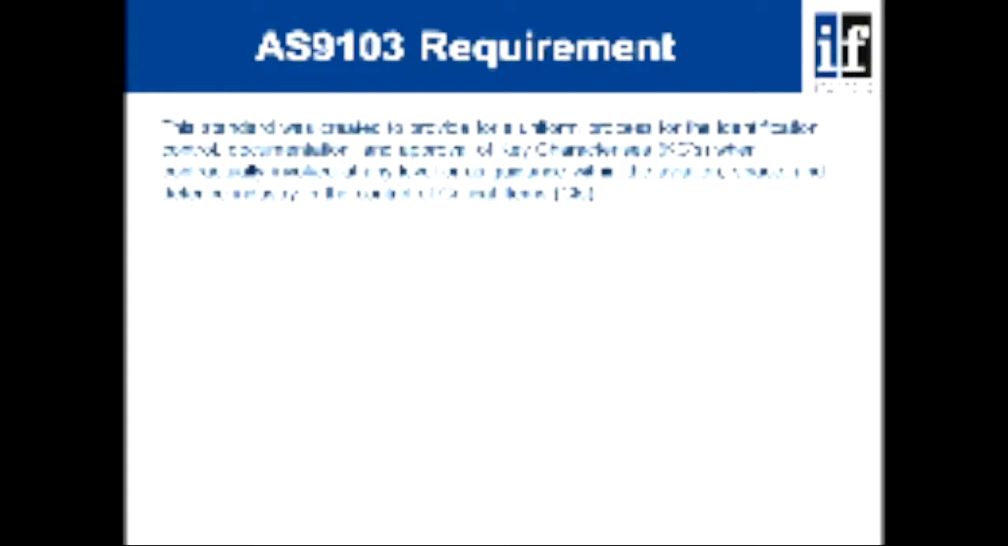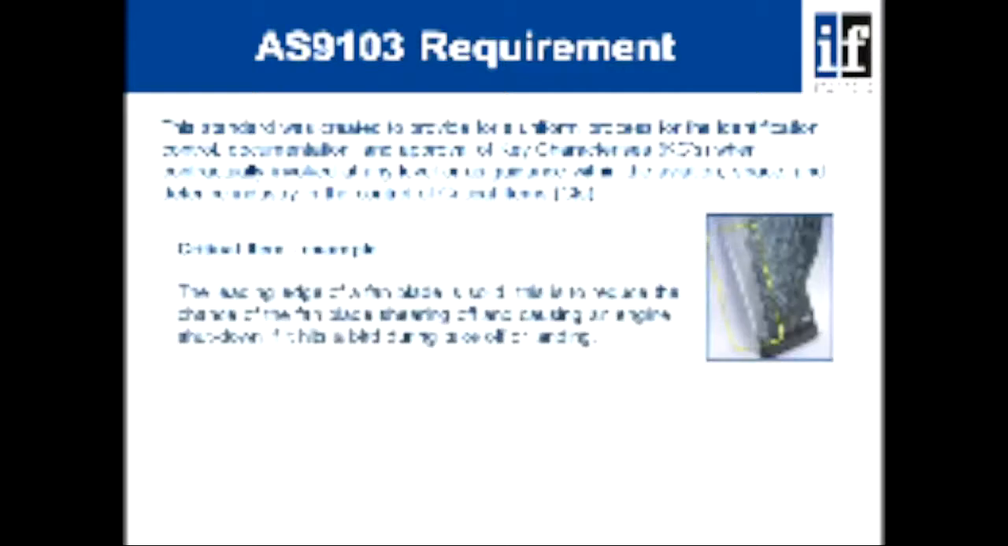So let's have a look at this. Critical item, an example. The leading edge of a fan blade is solid. This is to reduce the chance of the fan blade shearing off and causing an engine failure, for example.